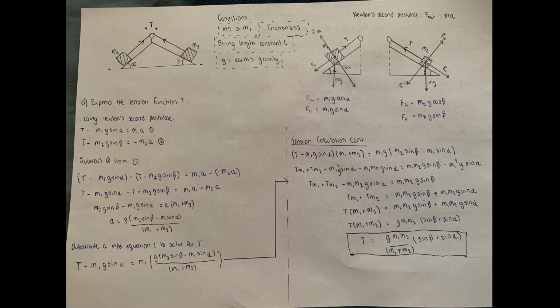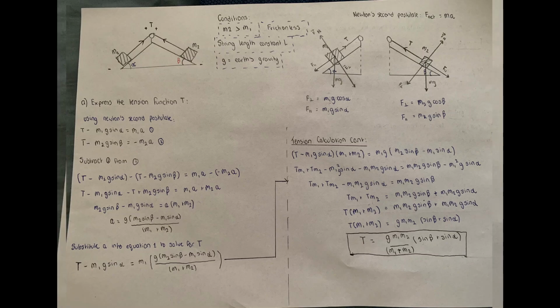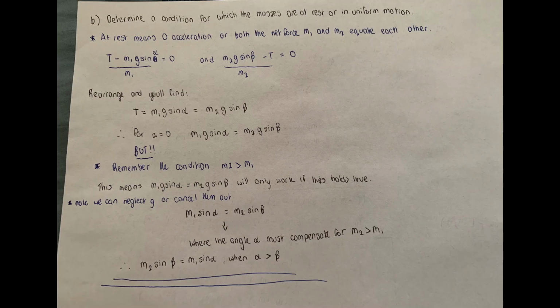And so you've got all the constant factors out, g m1 m2 on the top, and you've got the m1 plus m2 just underneath it, multiplied by what we are left with, sine beta and sine alpha. And there you have the expression of tension as a function. Now we're moving on to the next image, where we are told to determine a condition for where the masses are at rest or in uniform motion.